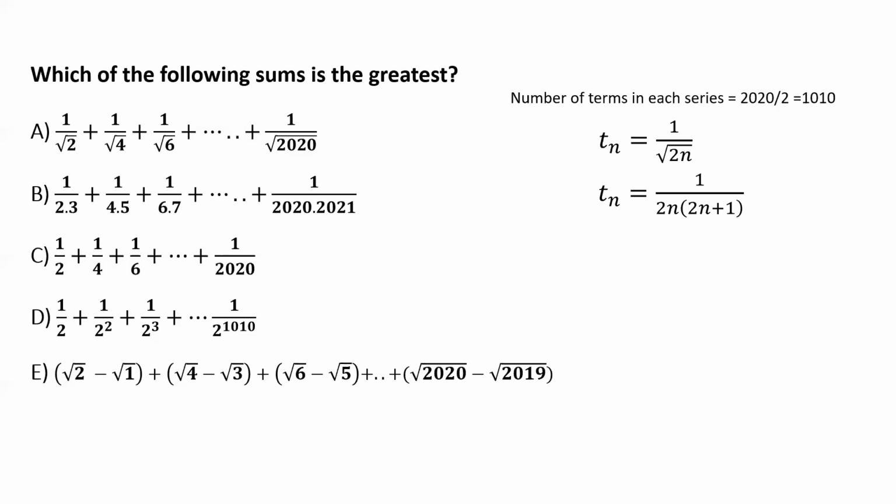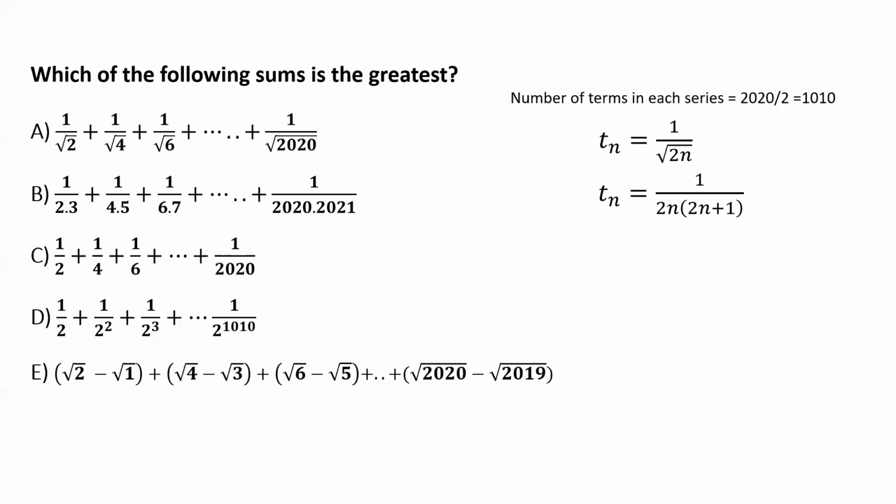Now if we just compare the denominators, with n being an integer, root 2n, the denominator of the first one, should be less than the denominator of the second one, which is 2n multiplied by 2n plus 1. That's very, very evident, right?